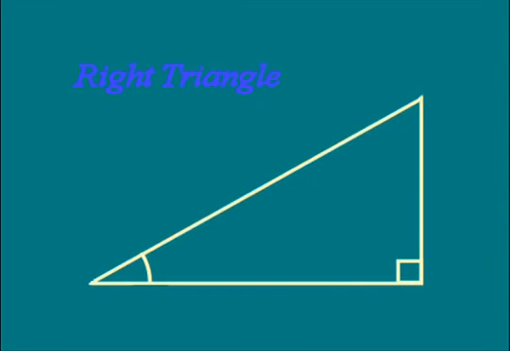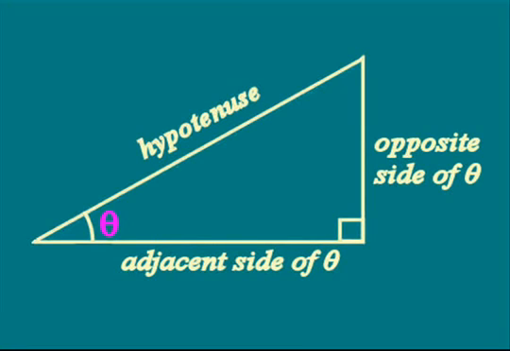Trig functions are ratios of the sides of a right triangle. So we have to name the sides. Let's call the angle theta. We all know that the longest side is called the hypotenuse. The side opposite theta is called its opposite side, duh. And the third side is called its adjacent side.